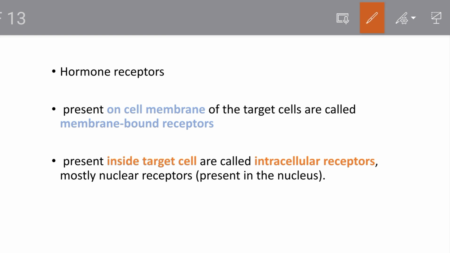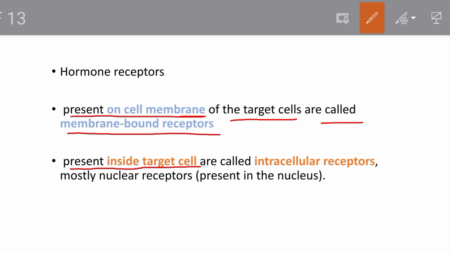Hormone receptors are of two types. One present on the cell membrane and the other type which are present inside the target cells. So the hormone receptors which are present on the cell membrane of target cells are called membrane bound receptors. Hormone receptors which are present inside the target cell are called intracellular receptors, mostly nuclear receptors.